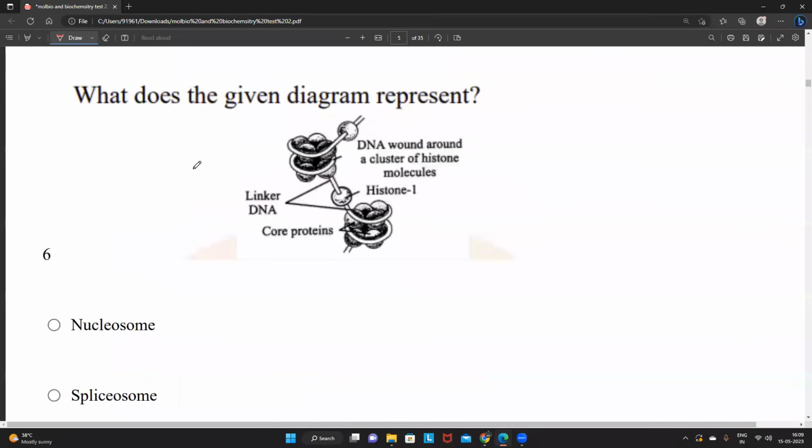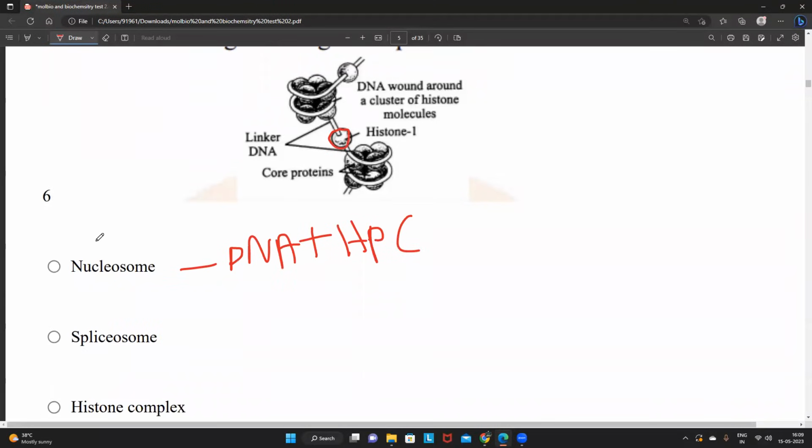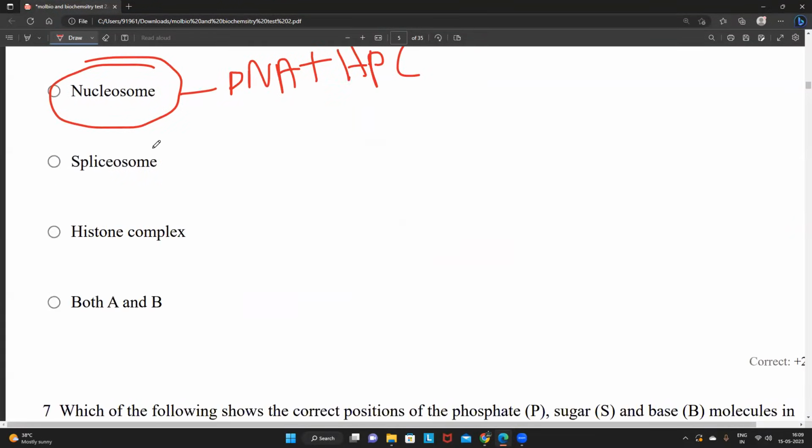Now, last time also we have studied this. What does the given diagram represent? You all studied many number of times. What does nucleosome represent? Nucleosome represents DNA plus histone proteins, including the linker also. You know, right? This is the histone one, which is acting as a linker protein. DNA plus histone protein together. Because in the diagram, you can see DNA also. You can see histone proteins also. That's why we can call it nucleosome.